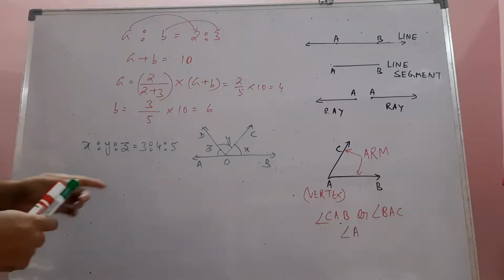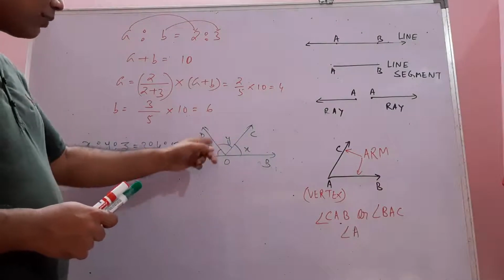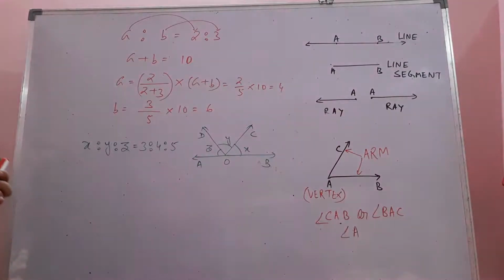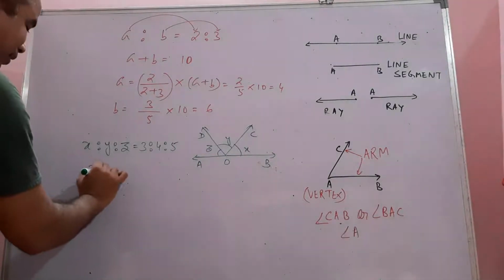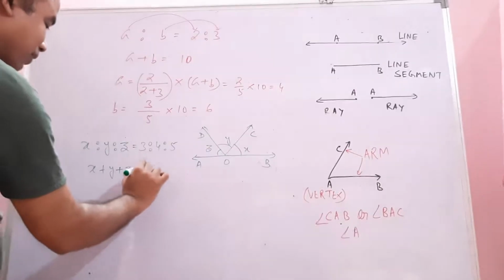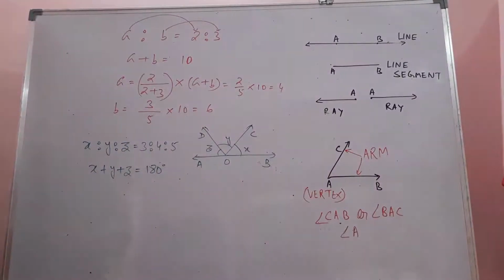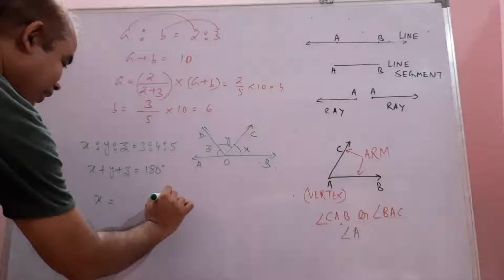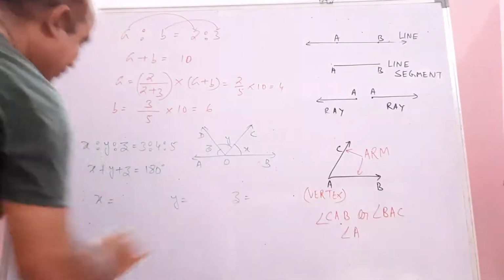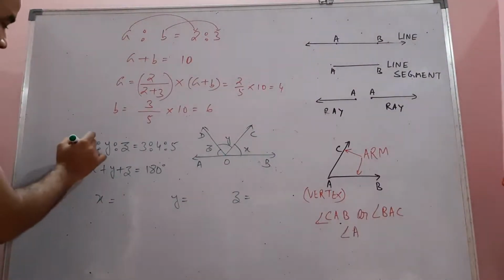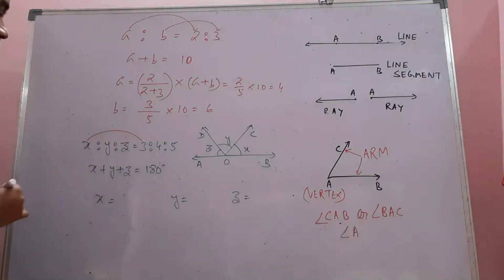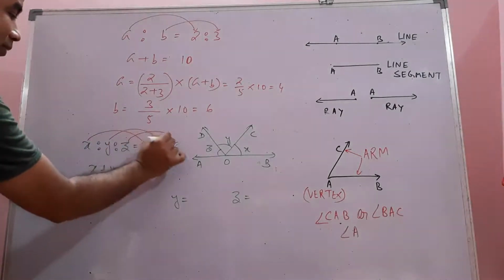One thing I know is that X, Y, Z, as we have just discussed, are standing on a line. So their sum will be 180 degrees. That means you are given the sum of three quantities and the ratio of these three quantities. Now how do we find X, Y, and Z? Very easy. The ratio of X is 3, the ratio of Y is 4, and the ratio of Z is 5.